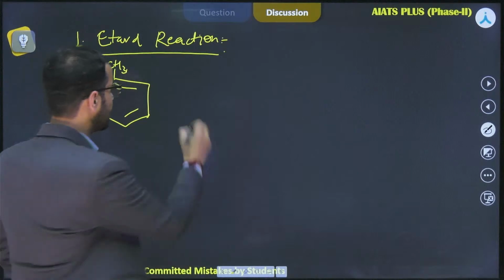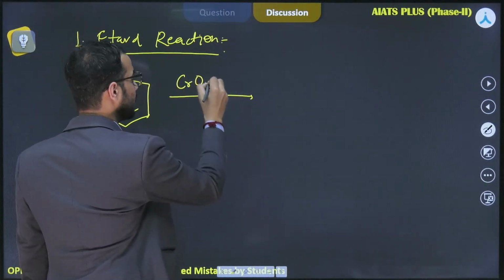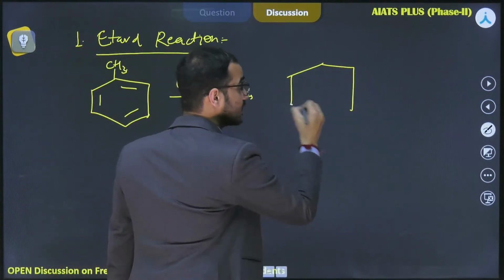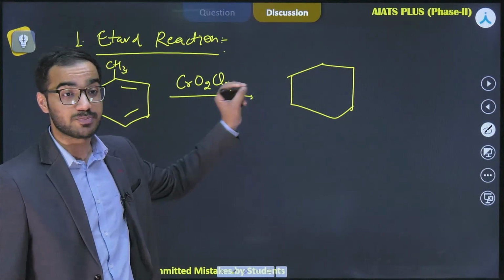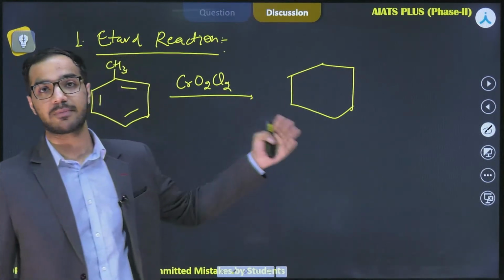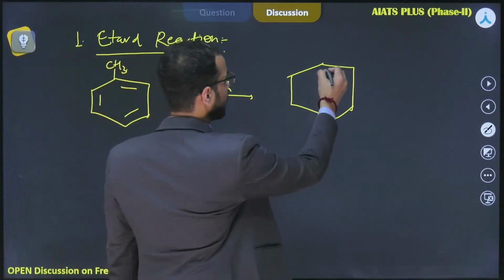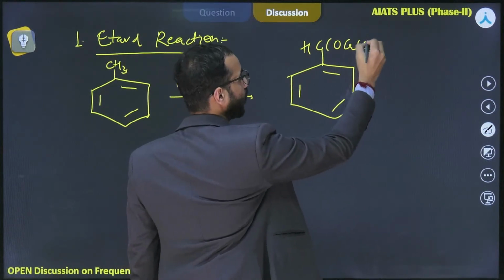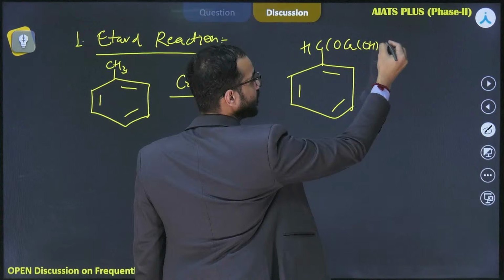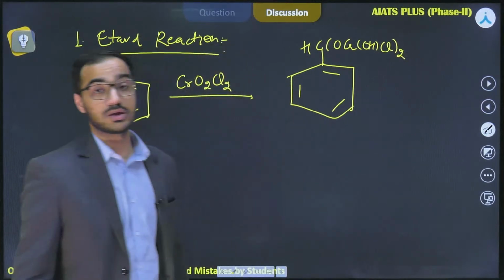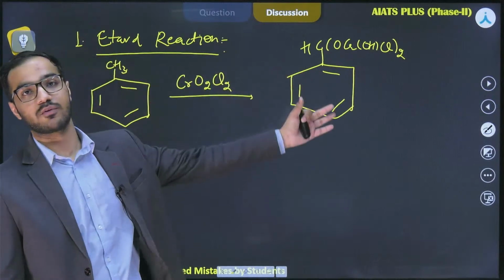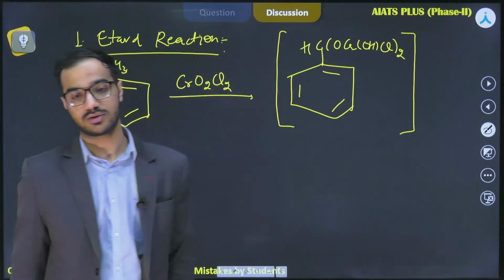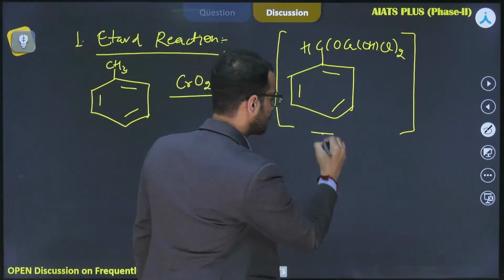And on reaction with CrO2Cl2, what will you get? You will get an intermediate, and this is a very, very special intermediate, because it can be asked in your examination. You will get C6H5CH(OCrOHCl2). This is the intermediate you will get in this reaction. We have to represent it in a box. So this is the intermediate we are getting.